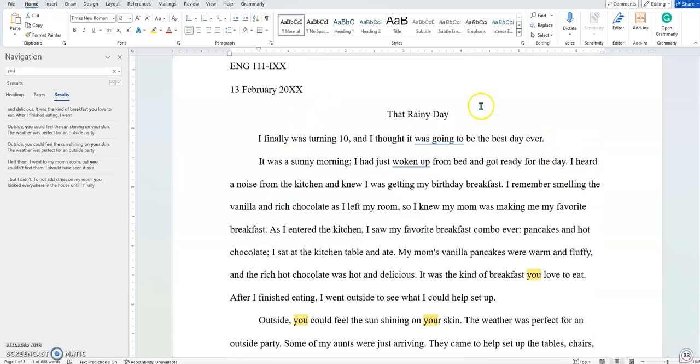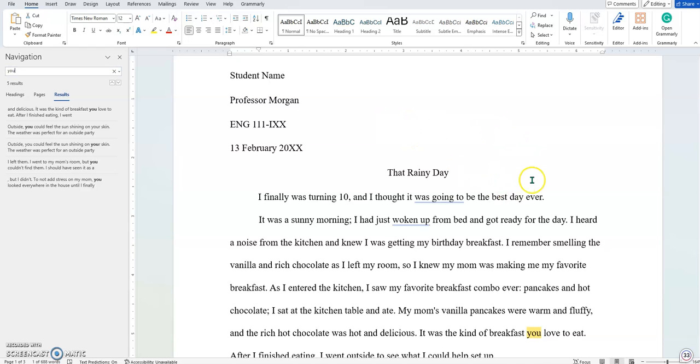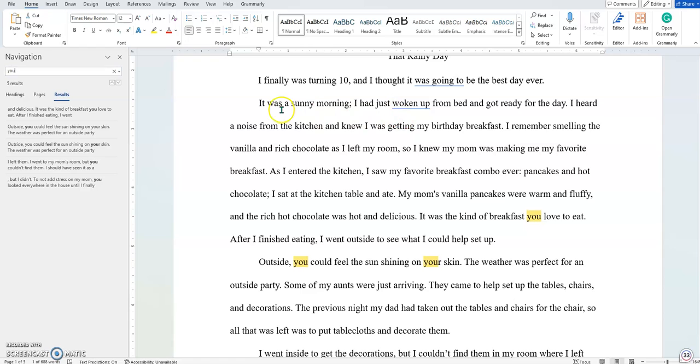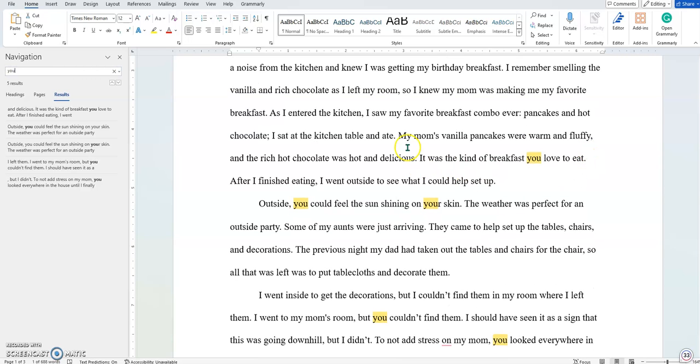Okay, so this is a narrative a student was writing. So they woke up. It was a Sunday morning. They just woke up and got ready for the day. And okay, so my mom's vanilla pancakes were warm and fluffy, and the rich hot chocolate was hot and delicious. It was the kind of breakfast you love to eat.